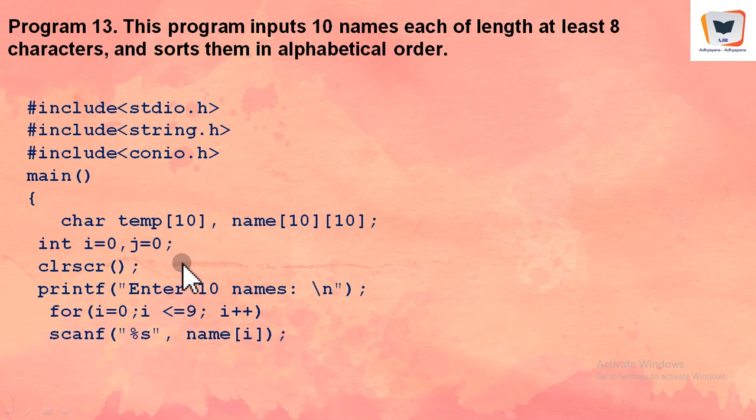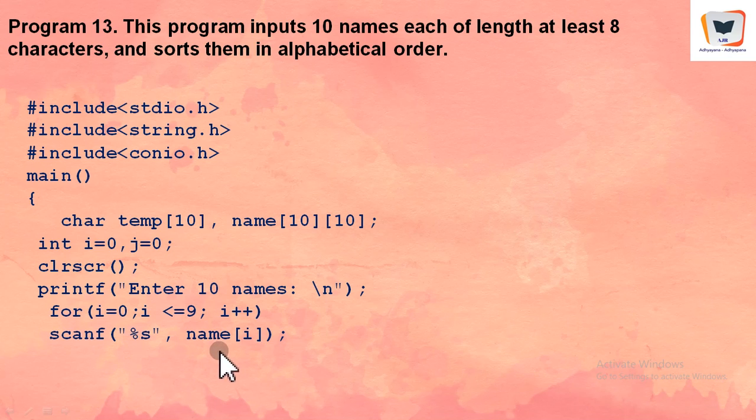You may recall how exactly bubble sort works. It has two for loops, one to generate iterations, the other to generate passes. Therefore we need two loop indices. Enter 10 names. Here you have to see how exactly it works. I equal to 0, I less than or equal to 9. You could have said I equal to 0, I less than 10; that will also hold good. I plus plus.